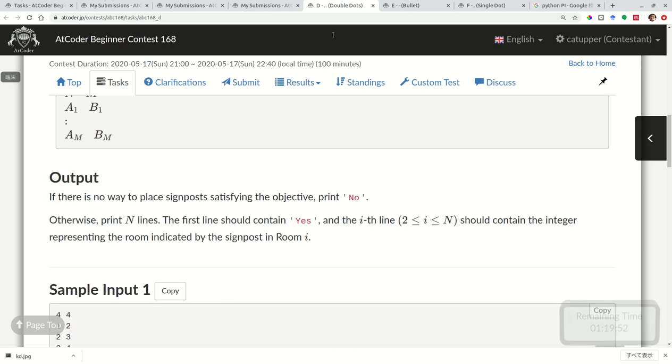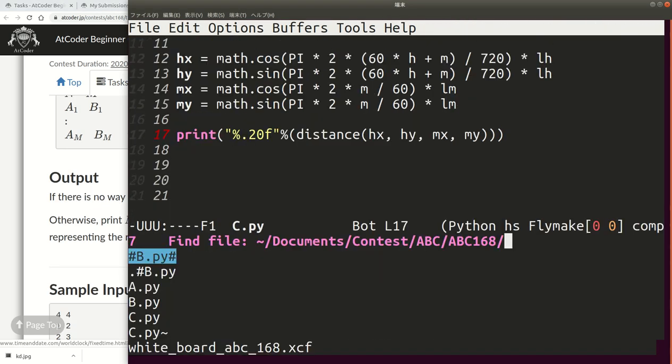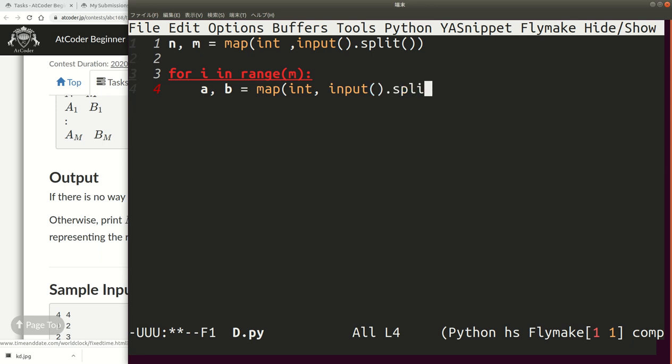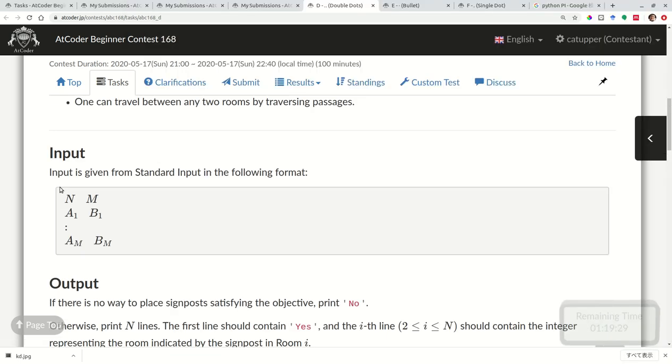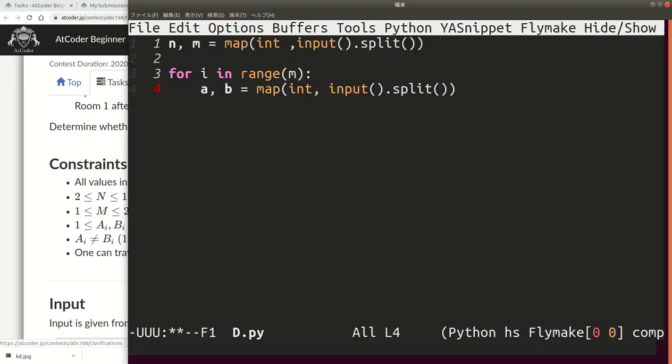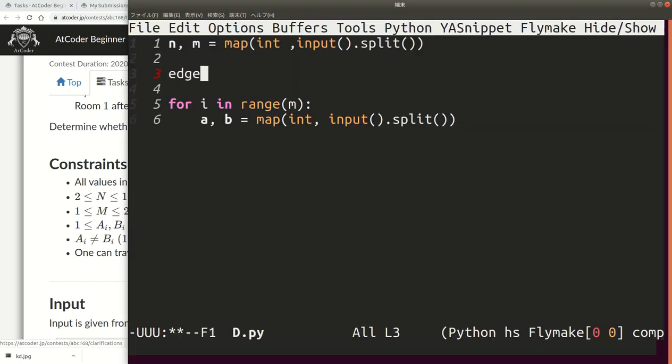And get N and M. This is the number of nodes and the number of edges. And input split. And get M edges, A and B. How many nodes are there? Many. So we can use BFS. Edge. This is the adjacent list.